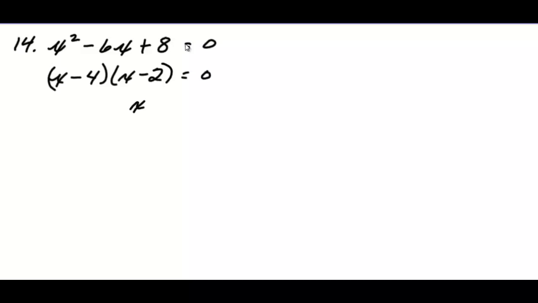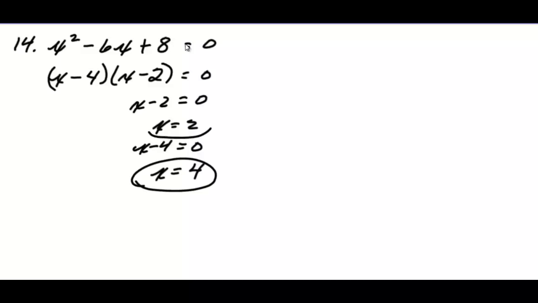Setting each one equal to 0, x minus 2 equals 0, so x equals 2. And then x minus 4 equals 0, x equals 4. So we know our answer should be these two, x equals 2 and x equals 4. Now we're going to take that same problem, x squared minus 6x plus 8 equals 0, and use the completing the square approach.